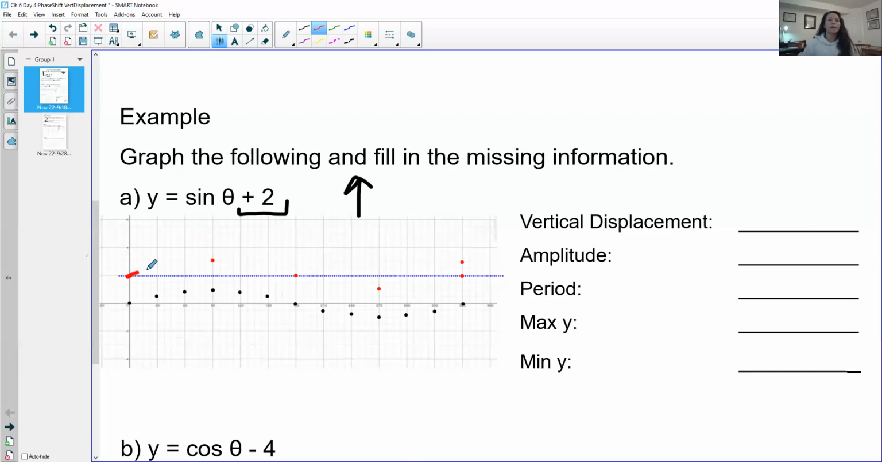You can then, now that you've got your main points, draw a very nice sine curve. Do not give me straight lines. They are not straight lines. They are curves, and you know that. Okay, so there's my beautiful sine curve.